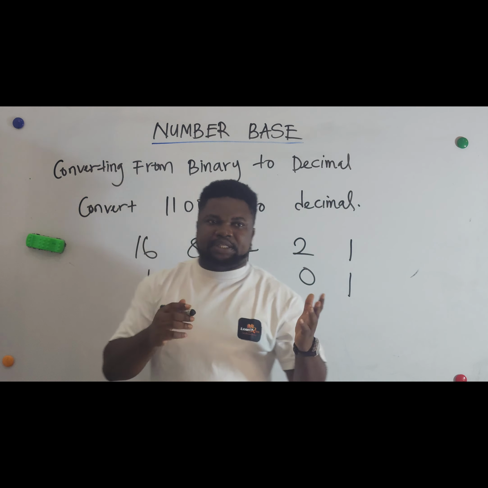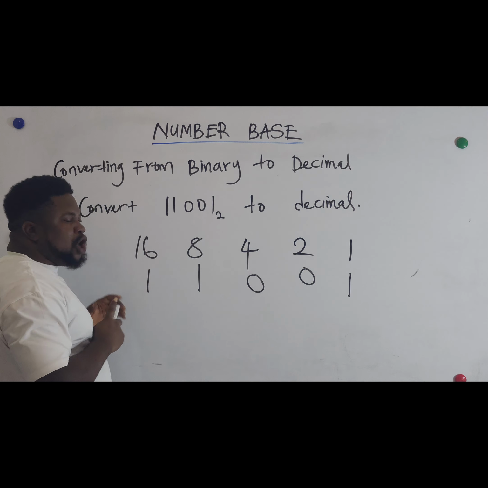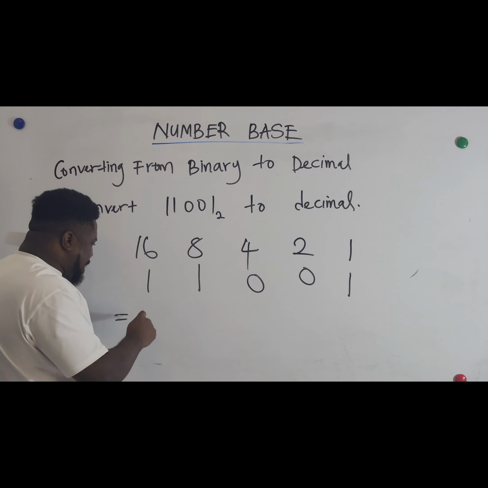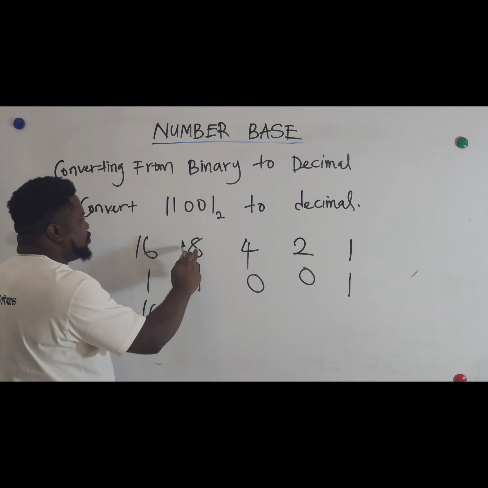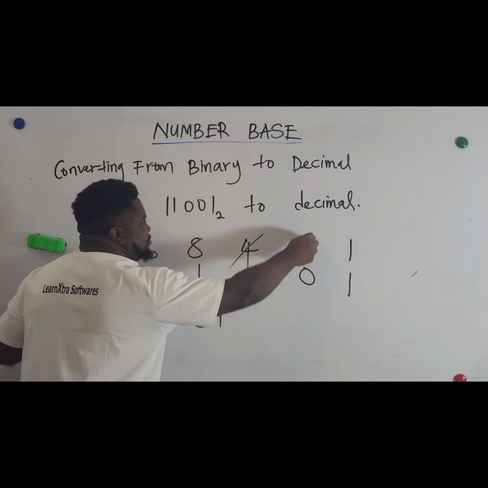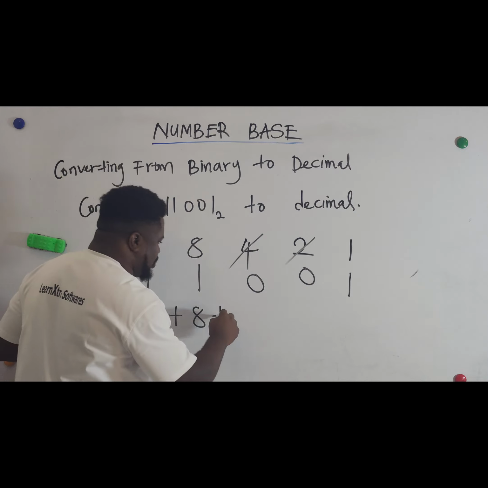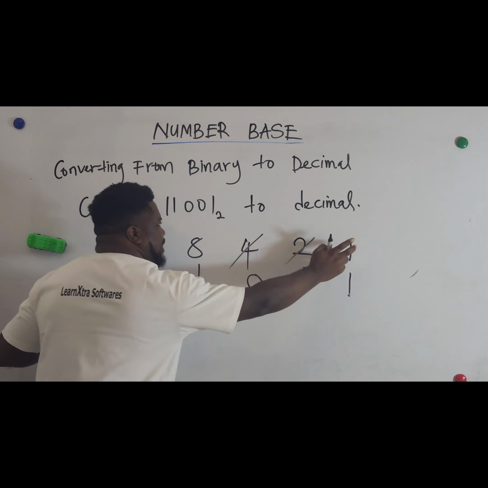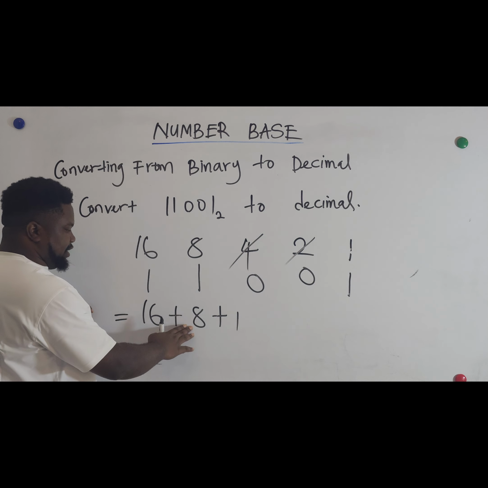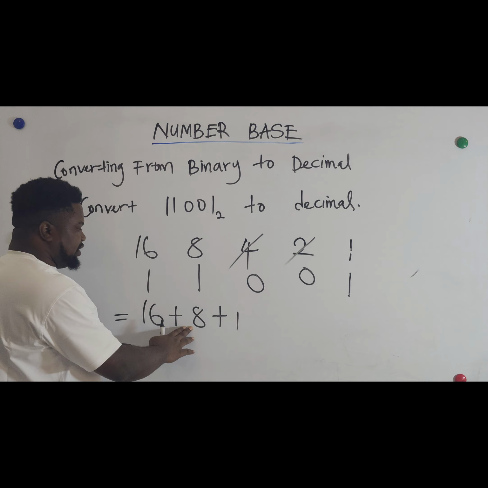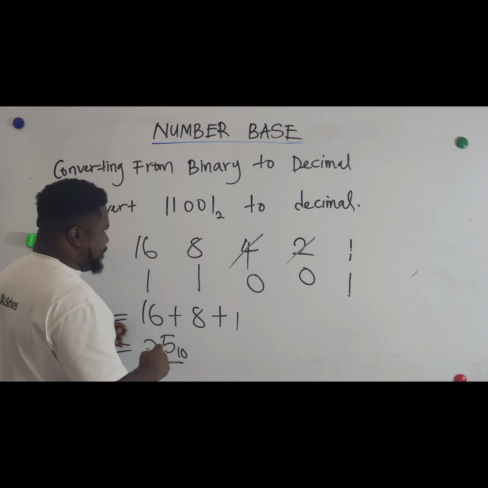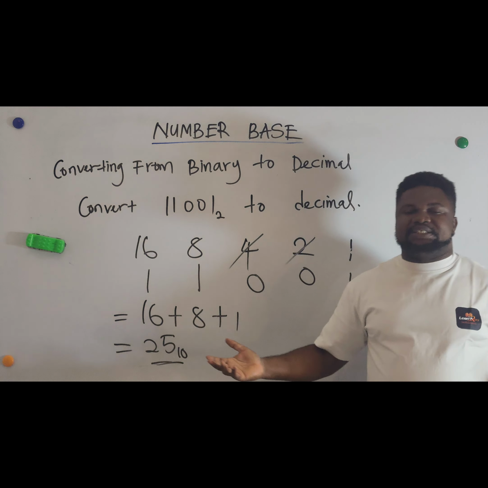Once I'm done doing this, it's simple. All you do is, those ones that have 1 under them, you add them. The ones having 0 under them, you don't add them. So I will add the ones having 1 under them. I'll add this one again. And this will give us 16 plus 8, 24, right? Yes, plus 1, 25 in base 10. A clever way of doing it faster without wasting time.